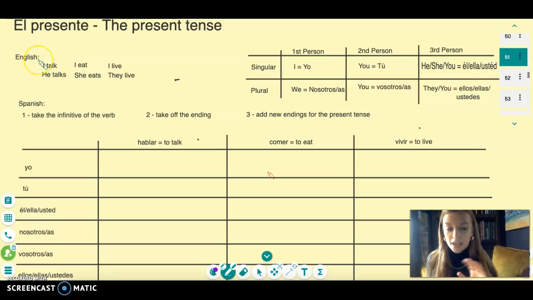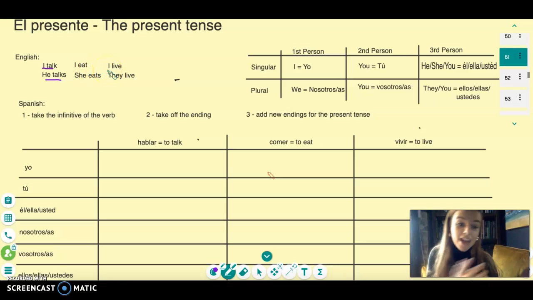So in English, we'll just recap. In the present tense, we're talking about something that we do regularly or something that's happening right now. So that's how we use the present tense in English. For example, if we take the verb to talk, we'll say I talk or he talks. I've just got these up in the corner here. I talk, he talks. Or I eat and she eats.